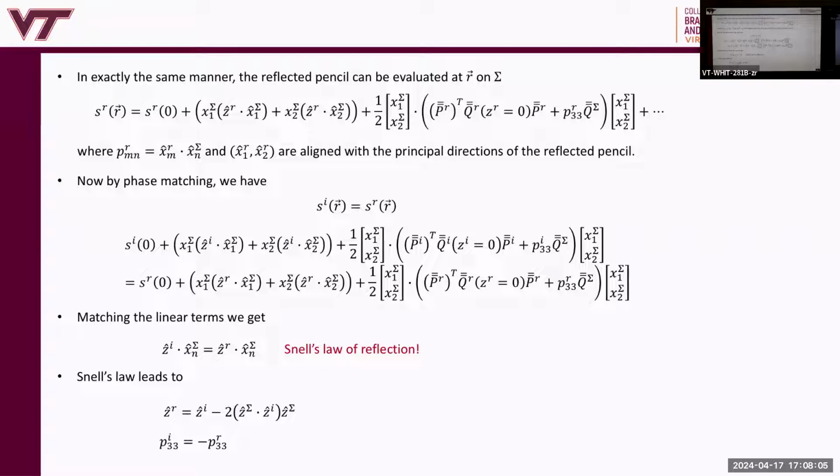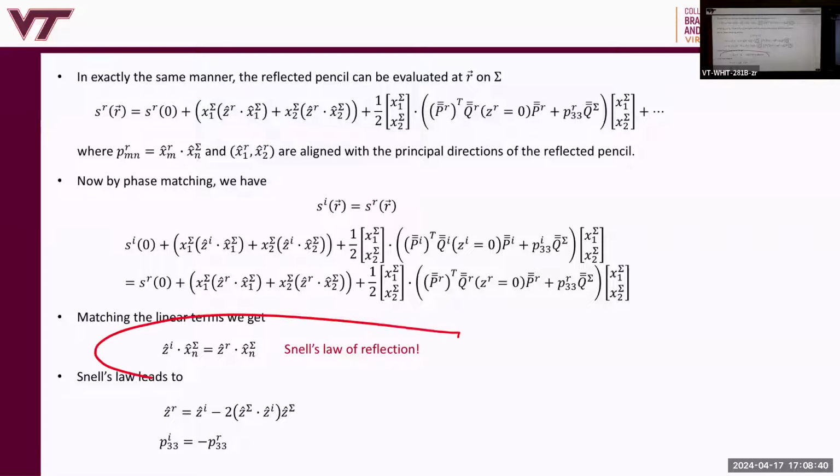Okay, now we can do the phase matching. So let's match it up. S incident is here, and that equals S reflected. Now everything's in the same coordinate system, the surface coordinate system, sigma, so we can do the matching. Let's match up the linear terms first. What are the linear terms? These are the linear terms, very good. You match these up, what do you get?